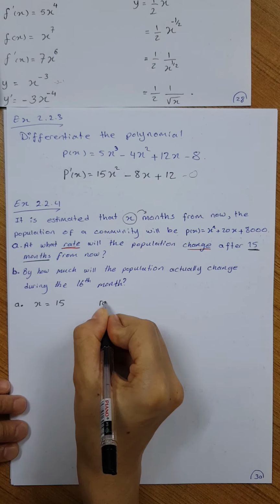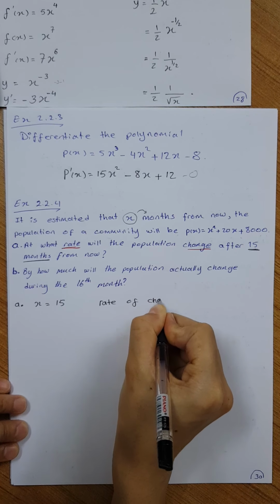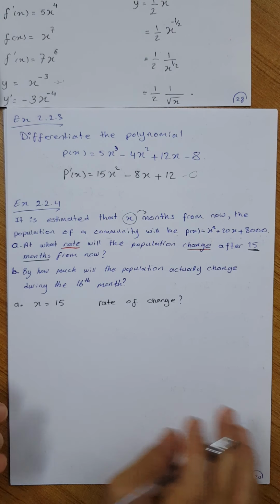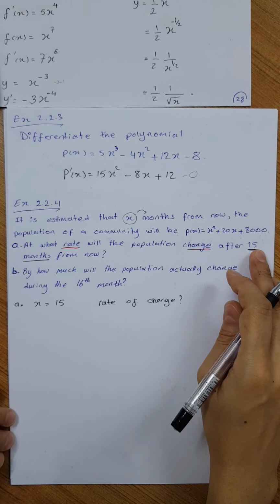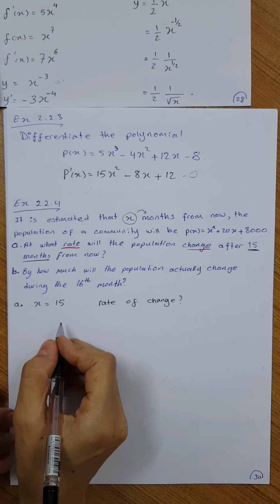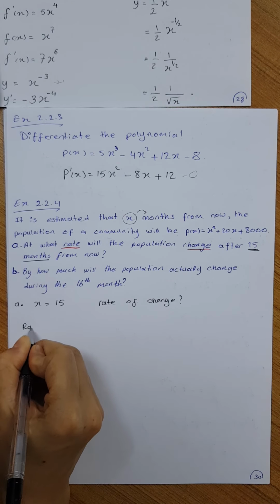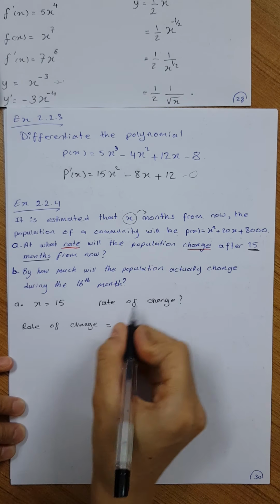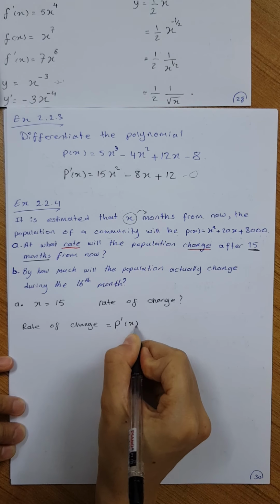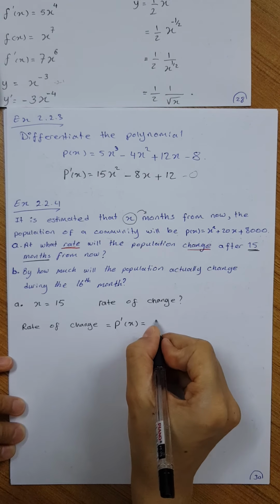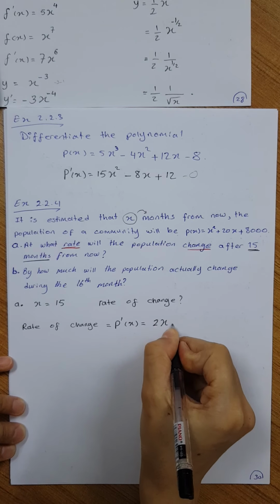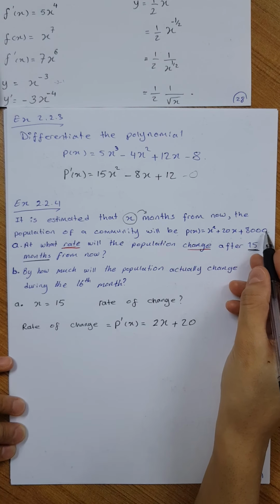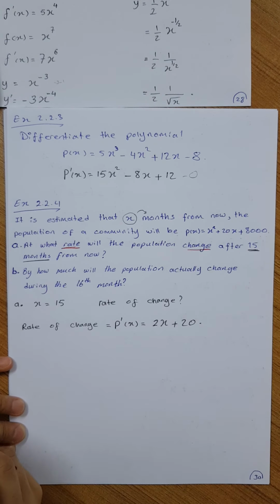What is required from you? Rate of change is required. Rate of change is what? It is the derivative of the function. So the derivative of the function is required, and you're putting 15 into the function. So rate of change, I will write it here, okay? Rate of change is equal to the derivative of the function. What is the derivative of this one? That's equal to 2x plus 20 plus 0. That 0 vanishes, so it is only 2x plus 20.